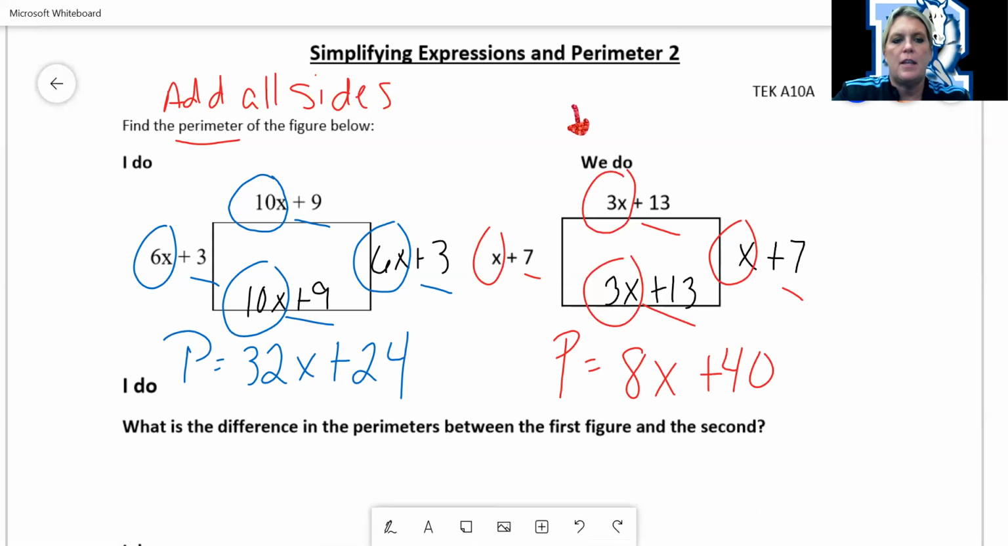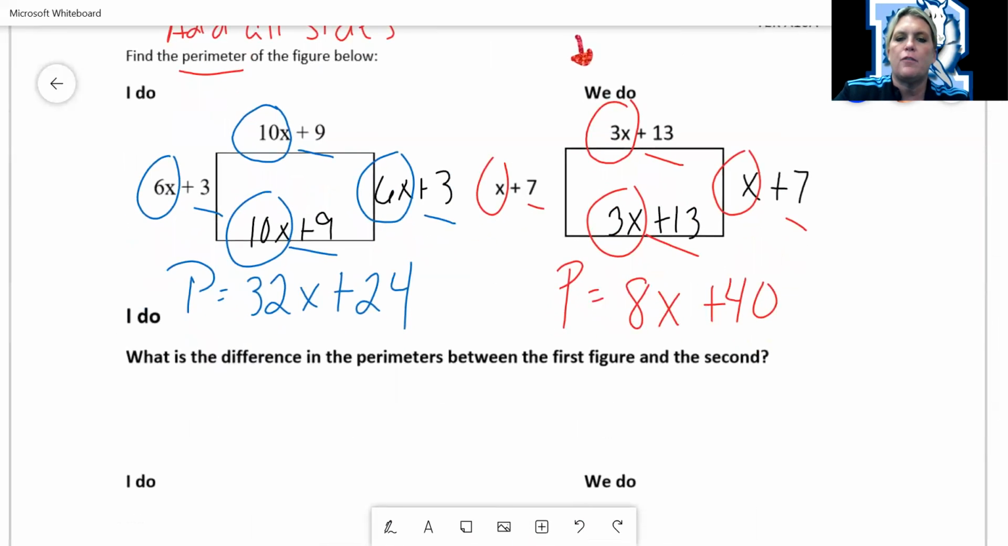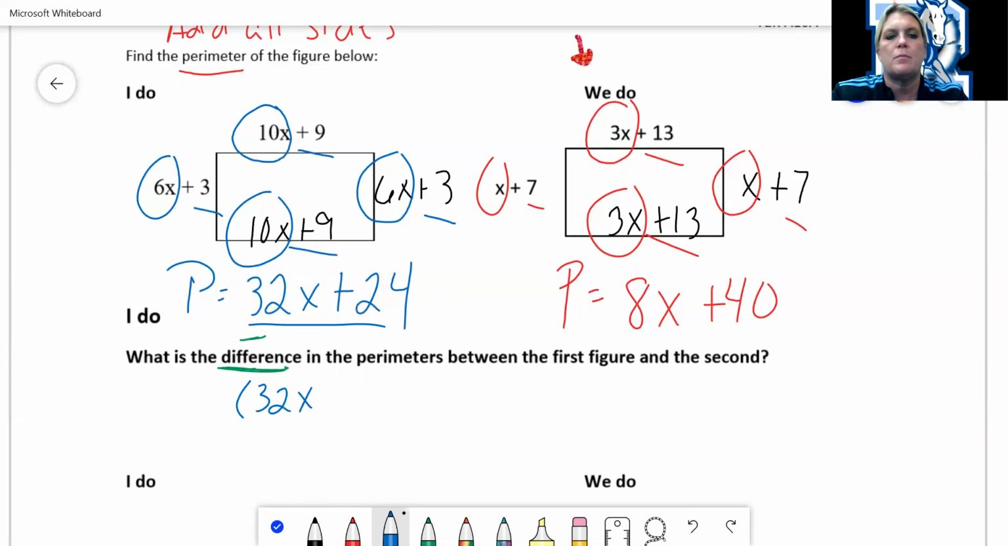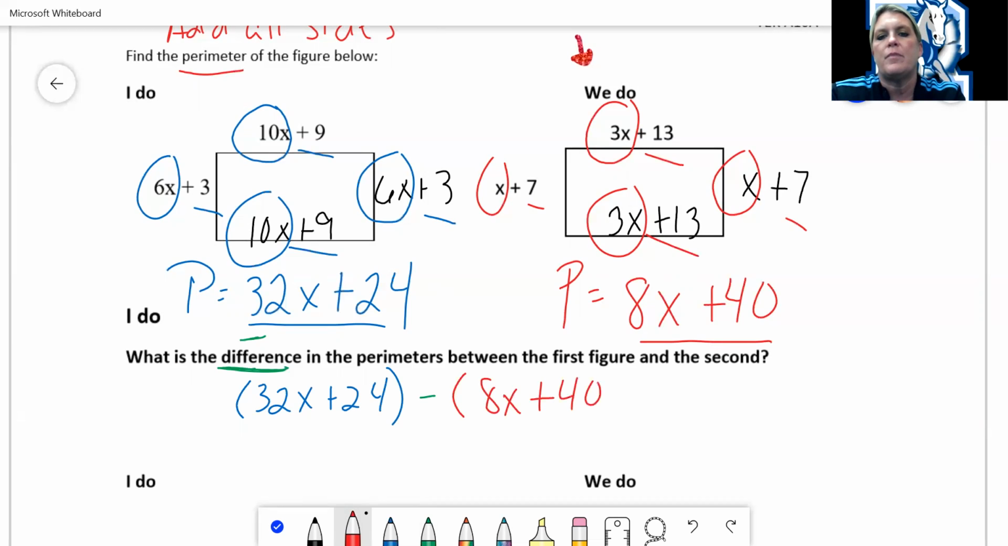Now, on the next part, it says, what's the difference in the perimeters? You need to remember that difference means to subtract. So I'm going to take the first perimeter and I'm going to put it in parentheses, 32x plus 24, minus what the second perimeter is, 8x plus 40.